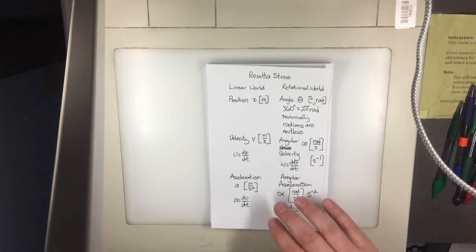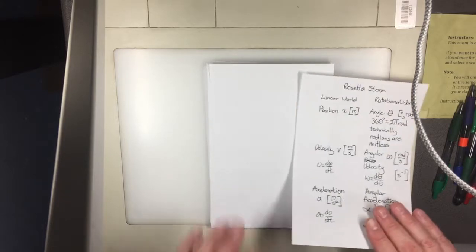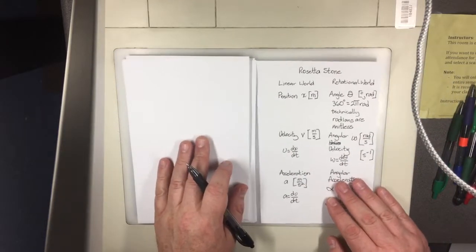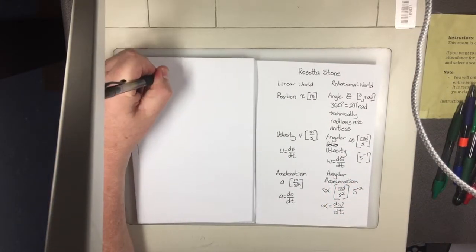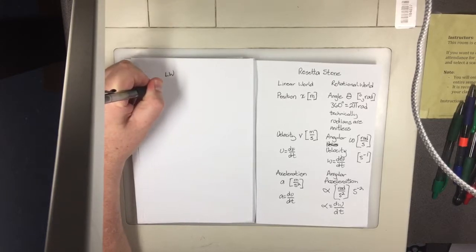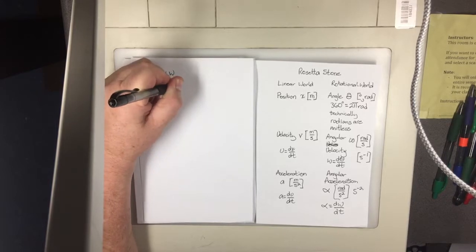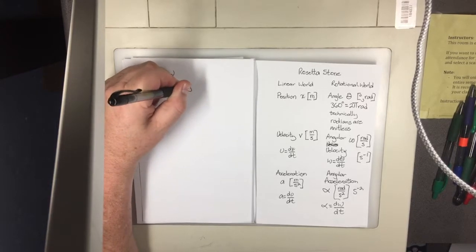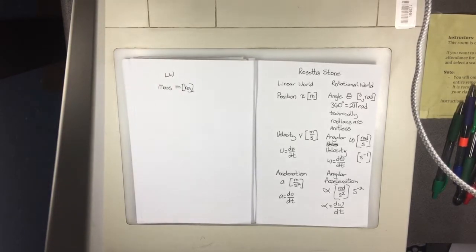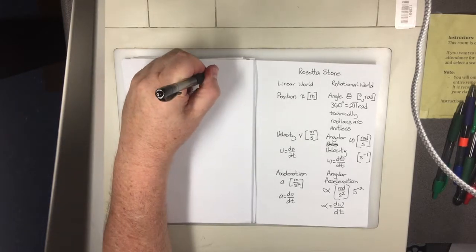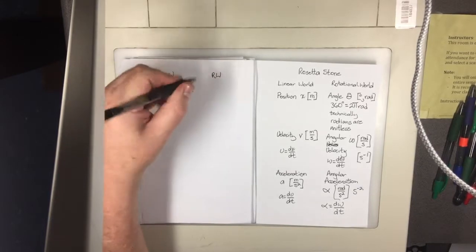And now we're going to have to talk about, in the linear world, we're familiar with mass, m, which is in kilograms. And now, building on our Rosetta Stone, we're going to have to pause and deal with the new term because it's a little bit different from what we've dealt with for the last week. The rotational world.